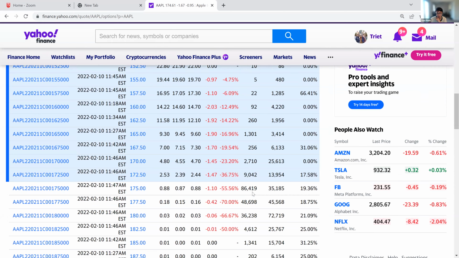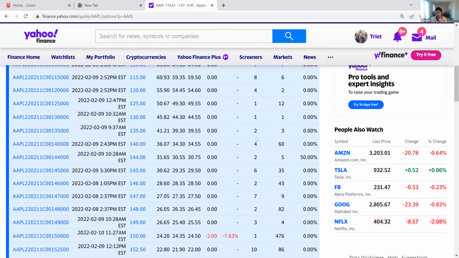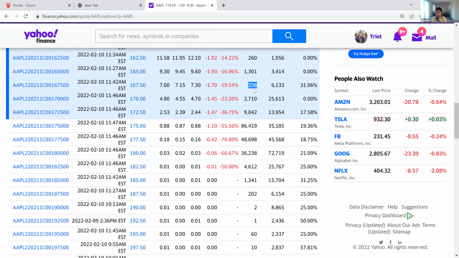For some reason, right here at 167, I don't know why it has very low interest, or low volume, sorry. But this is still around the money, I think. I don't know why, but it's fine. As long as you stay around this region, you're fine.